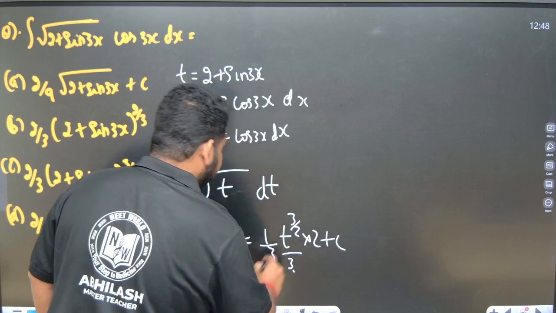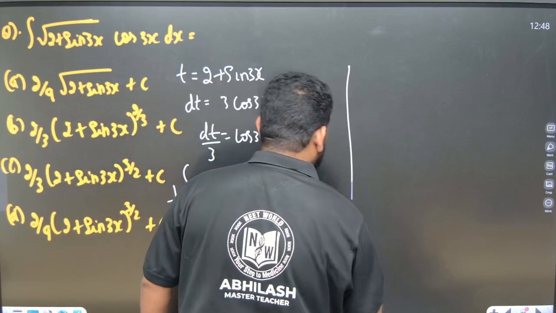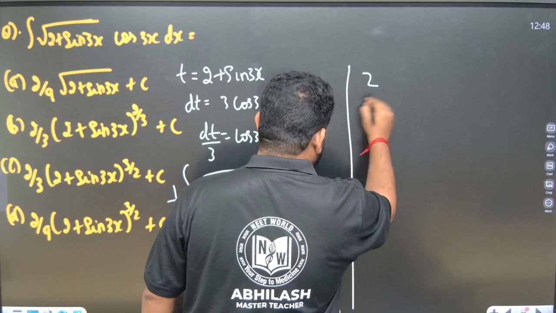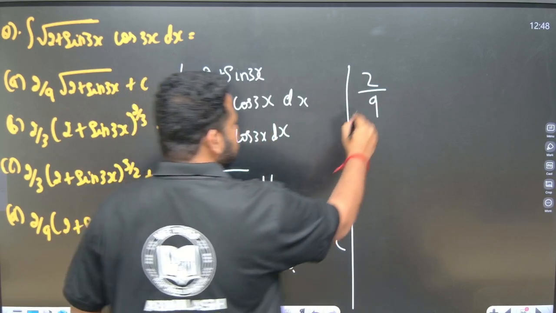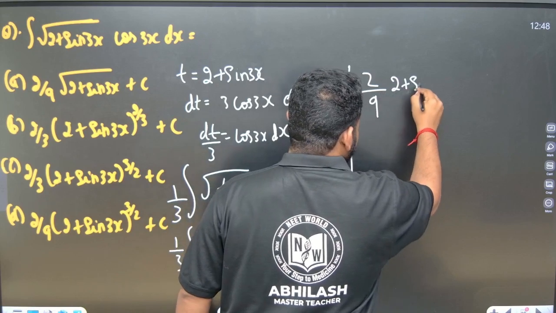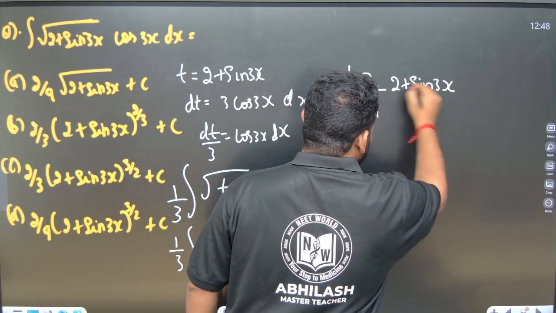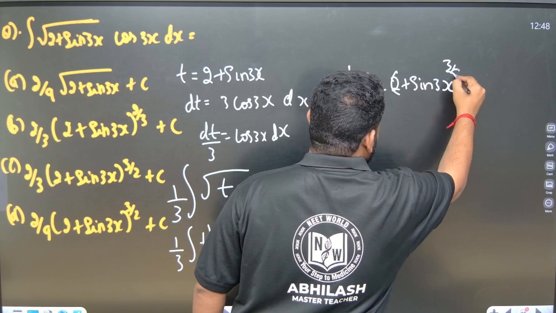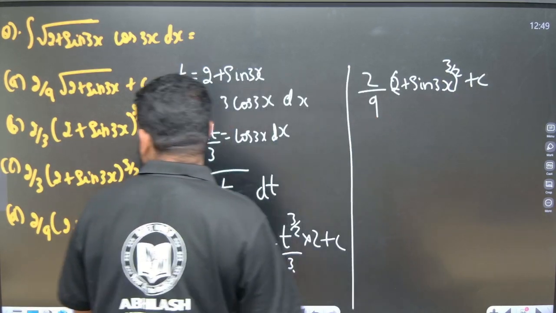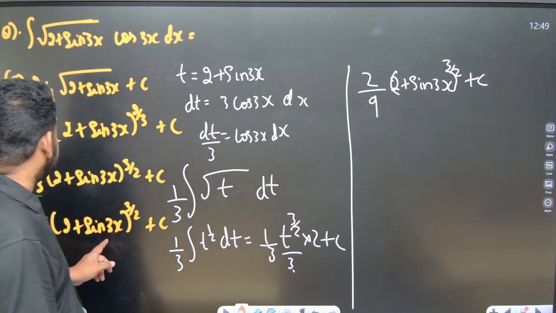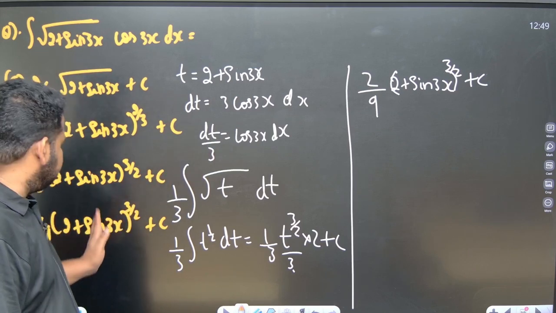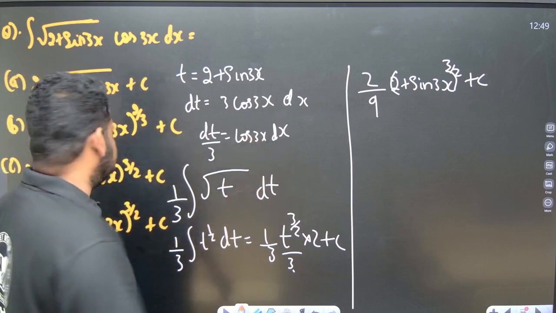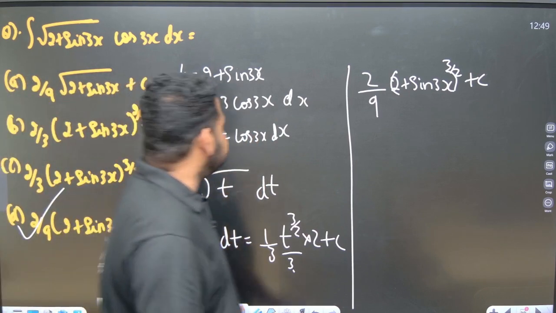So this will become equal to 2 by 3 into 3, that is 2 by 9, t to the power of 3 by 2. T is nothing but 2 plus sin 3x. This will become 2 by 9 into (2 plus sin 3x) to the power of 3 by 2 plus c. So which is the answer here? Square root is given, but the answer is 2 by 9 into (2 plus sin 3x) to the power of 3 by 2 plus c, that is option D. Here also we are getting option D as the answer.